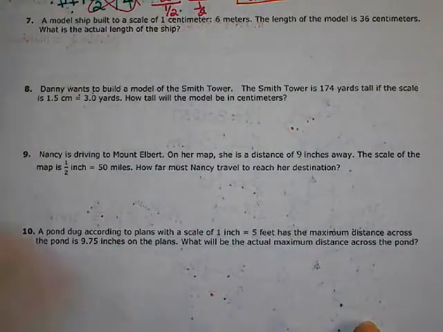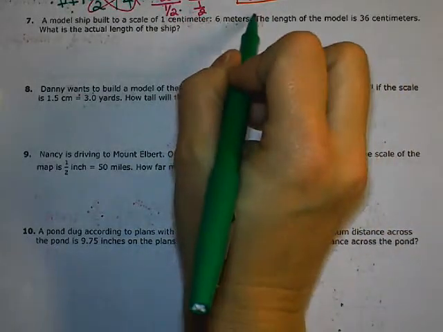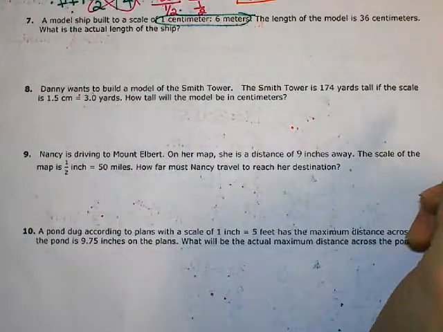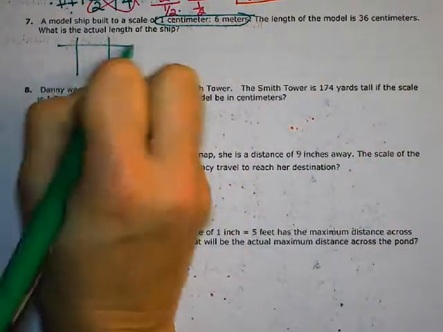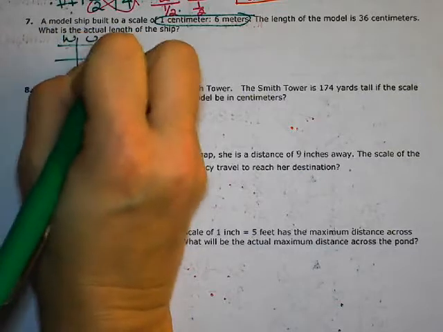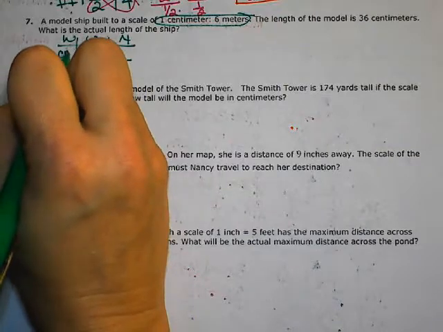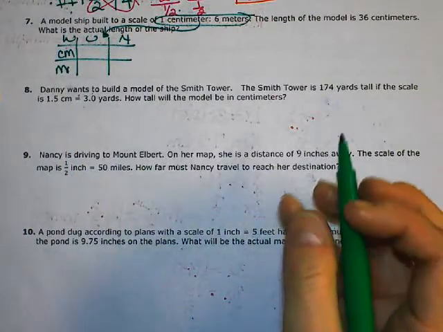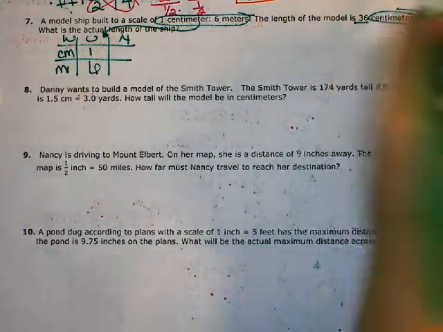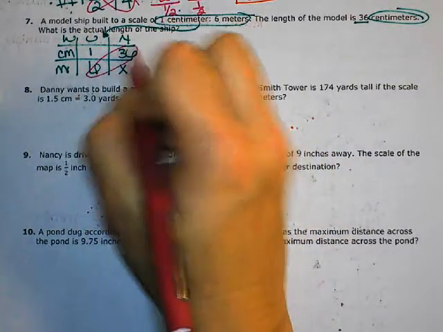Let's work number 7 through 10 together. Number 7, a model ship built to a scale of 1 centimeter equals 6 meters. The length of the model is 36 centimeters. What is the actual length of the ship? This one is very much like the ones we did yesterday, but I still want to make sure that I keep my scale together. I'm going to have centimeters to meters. I'm going to keep my scale inside of my original column, so 1 to 6, and they give me 36 centimeters. So I want to make sure I put that in the correct place in my table as well.